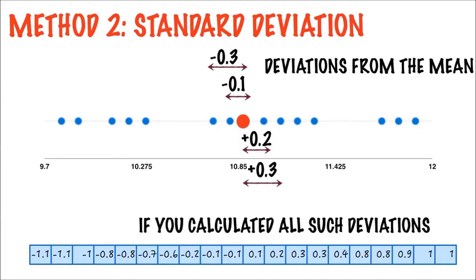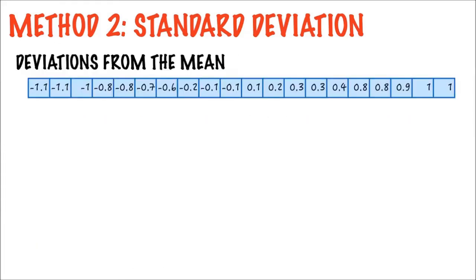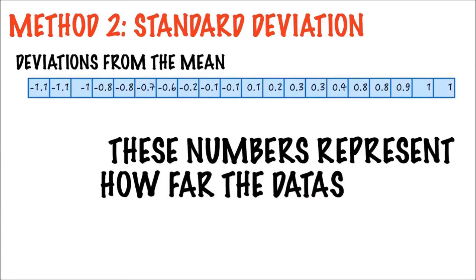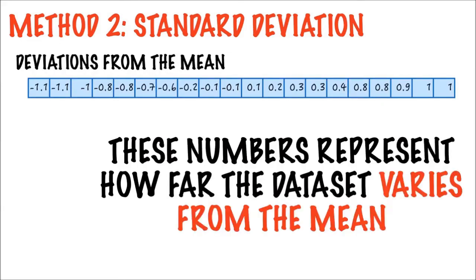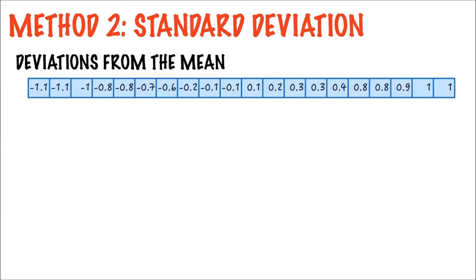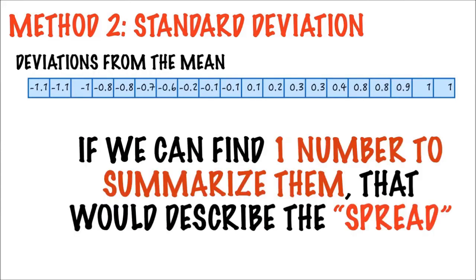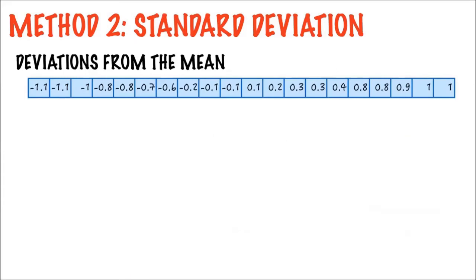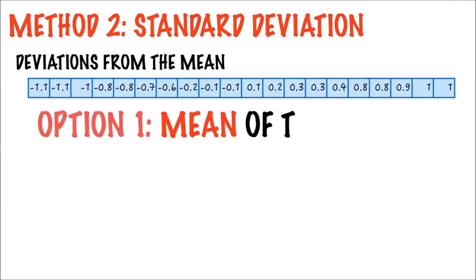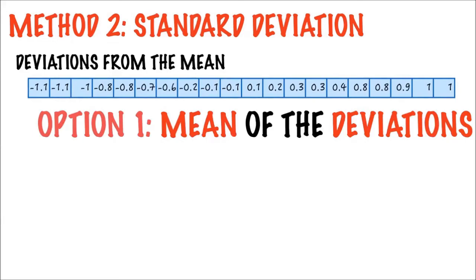Once we have calculated all such deviations, we have yet another vector, another list of numbers, exactly like the original list of numbers. This deviation from the mean represents how far the dataset varies from the mean. But it's still a dataset, it's not one number. What we really want is one number to summarize this set of deviations from the mean. And that one number would be what, for us, is the measure of the spread.